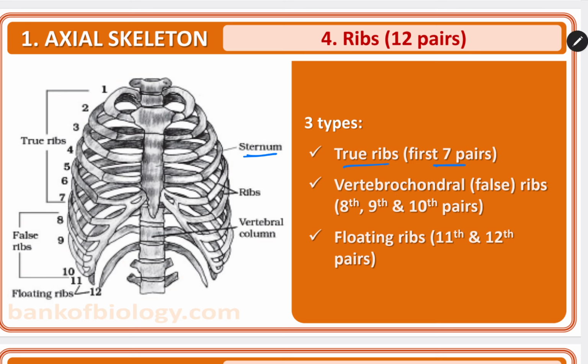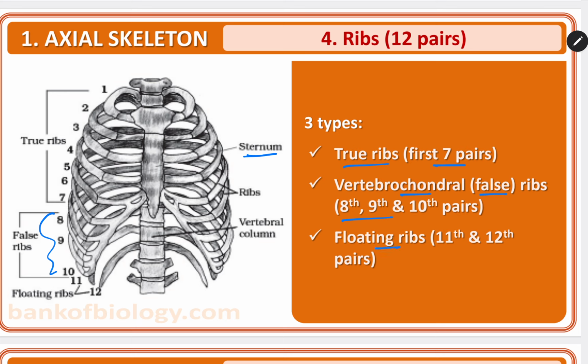Second, vertebrochondral or false ribs, 8th, 9th and 10th pair. These are called false ribs because they are connected to the vertebral column on the back side, but on the front side they use cartilaginous bones to connect to the sternum.